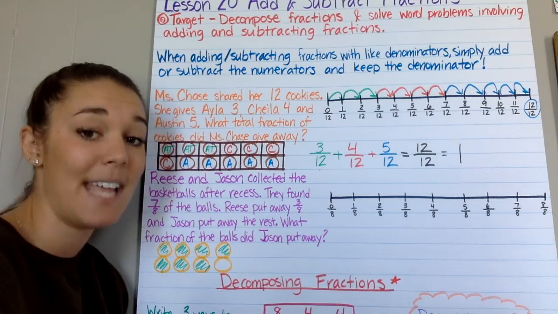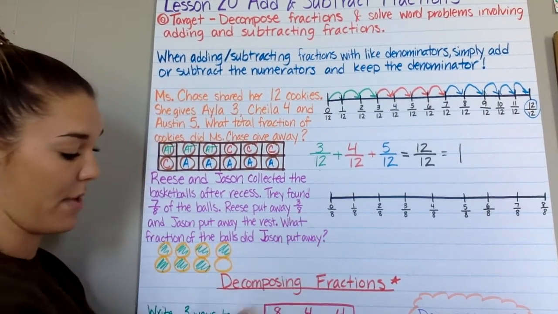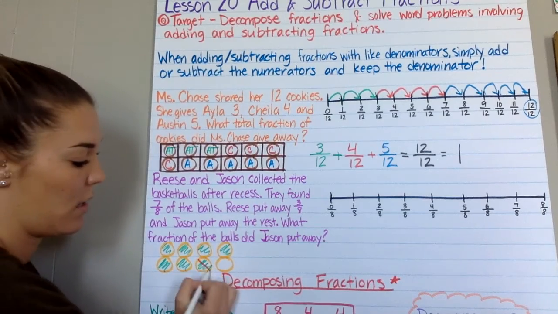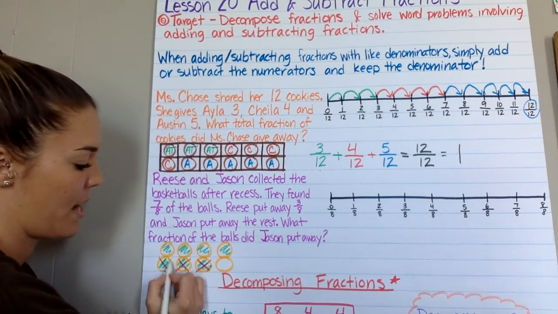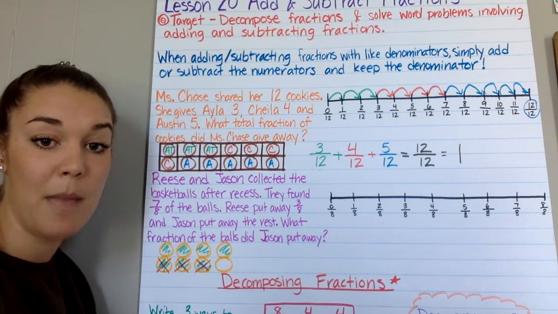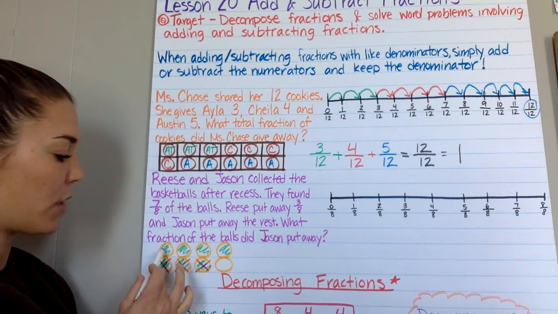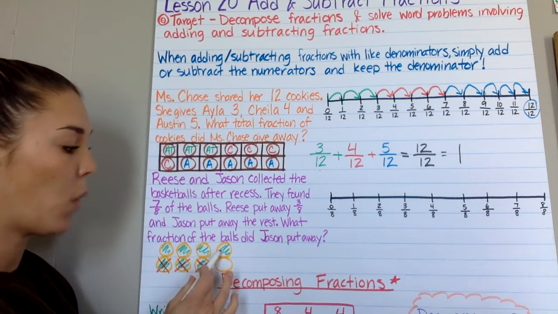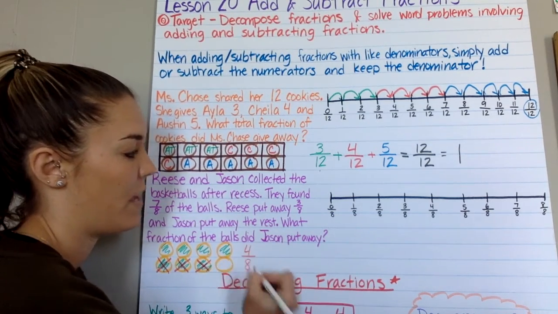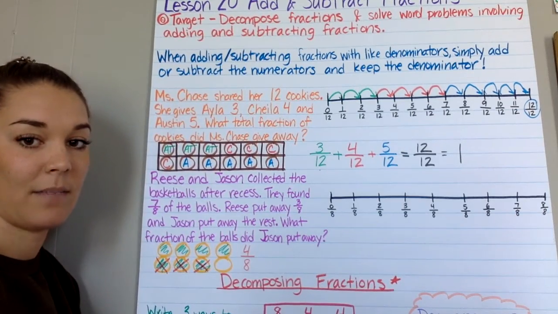So I need to take away 3/8. So I'm just going to X out 3 of the balls that I shaded. Bye-bye, bye-bye, bye-bye. And then my answer would be, what is remaining? How many of these balls are remaining? 1, 2, 3, 4. Out of how many? 4 out of 8. Okay?